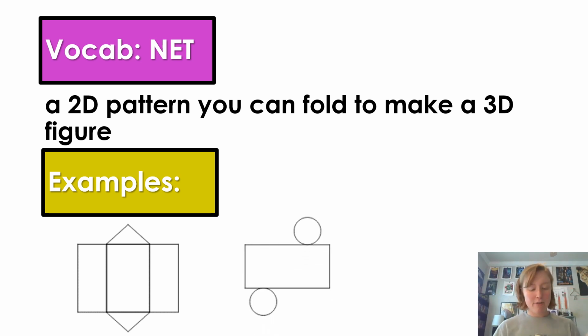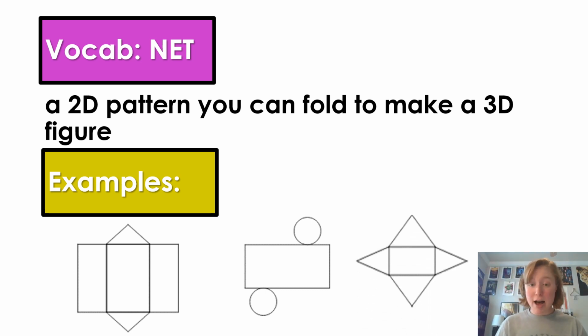The other one I have is this one. It looks like it has two circles and then a big rectangle in the middle. Well, if I roll this rectangle up and then fold my circles down, it looks like this little cylinder shape. It's round and has a little top and a little bottom, so I could make it into a nice little cylinder there.